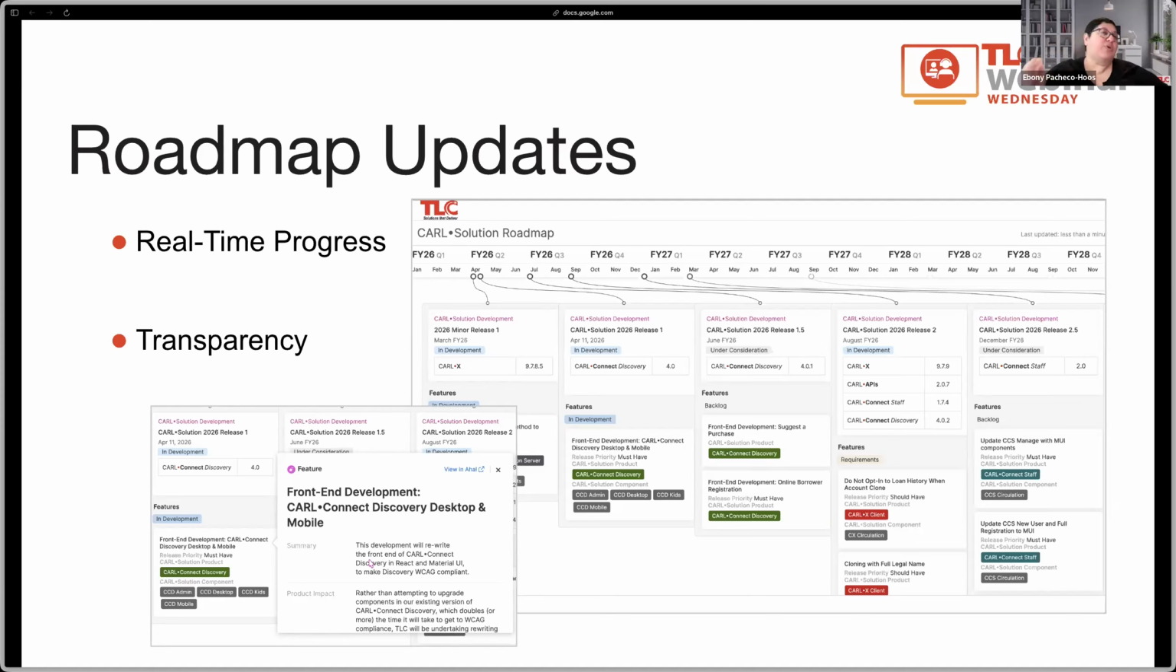So that is one way we get this roadmap to our customers. For Carl Solution, it is always available. There's a link from our Carl community page that you can always access this in real time. This is something we are, again, reviewing and determining the best way to have for our library.solution customers as well. So we're excited about moving in that direction.